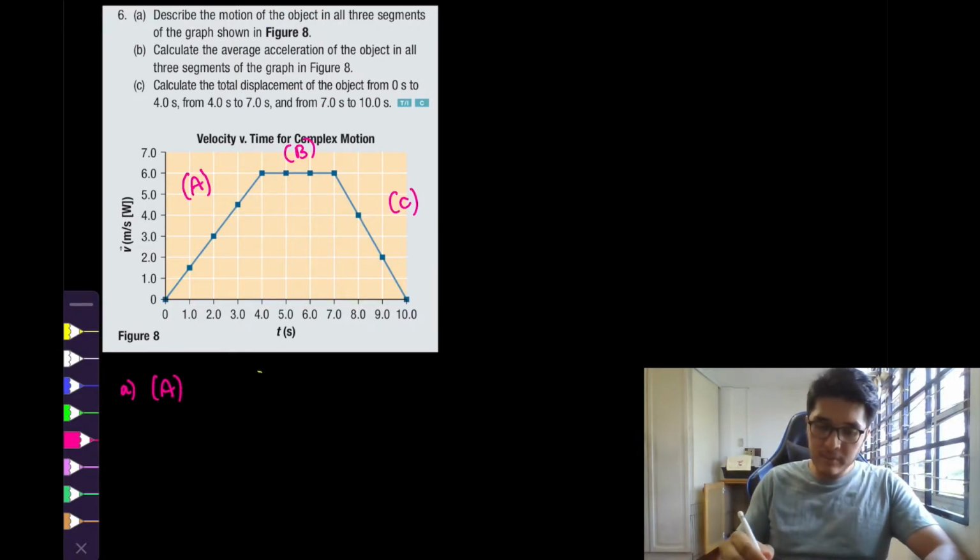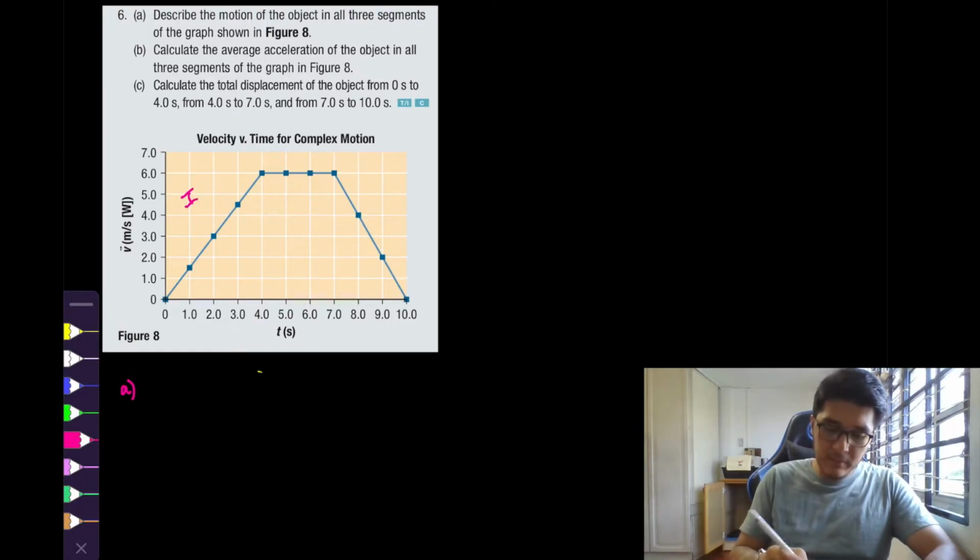Or actually, you know what? That might get confusing, right? So let's call them the Roman numerals: I, double I, and triple I.